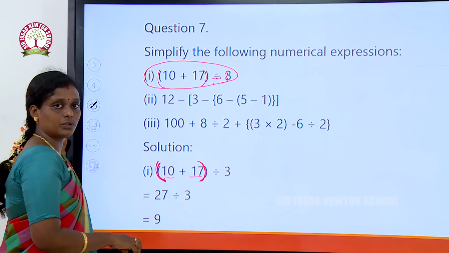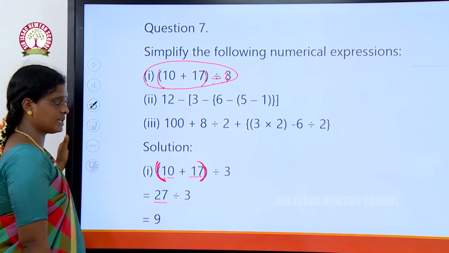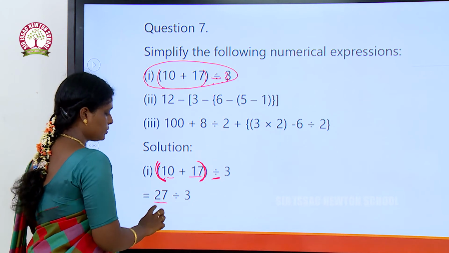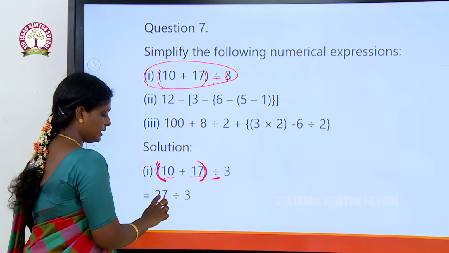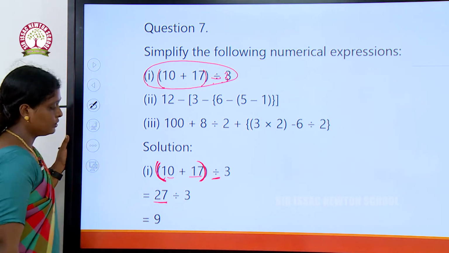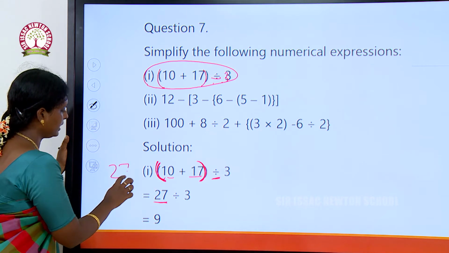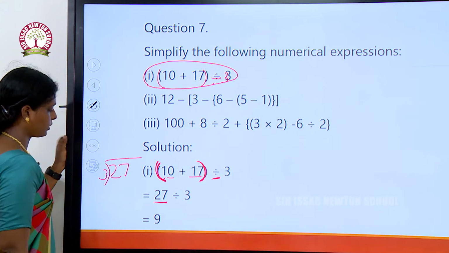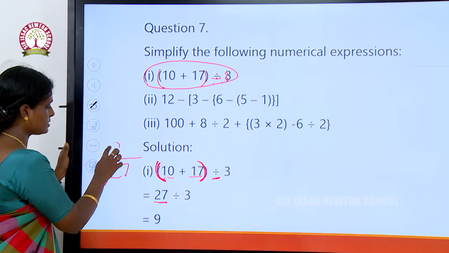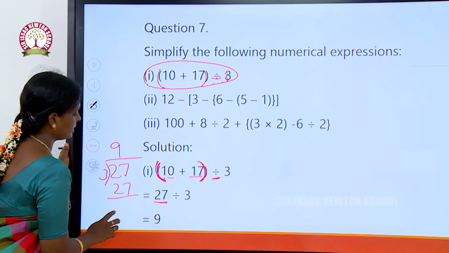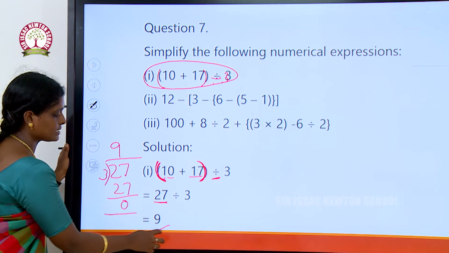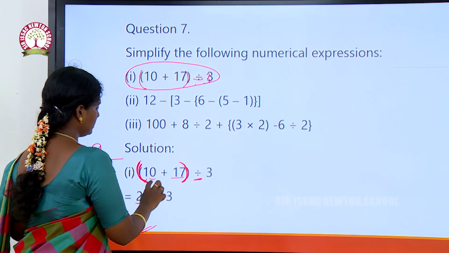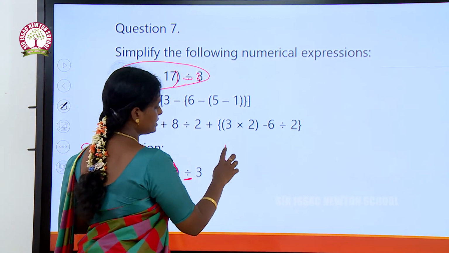If you add 10 with 17, you will get 27, and then you have to come to the next one which is division. So, you have to divide 27 by 3. So, you know the 3 tables. 9 3s are 27, so it will become 0. So, the answer is 9. Okay. For this we are having a rule which is BIDMAS.